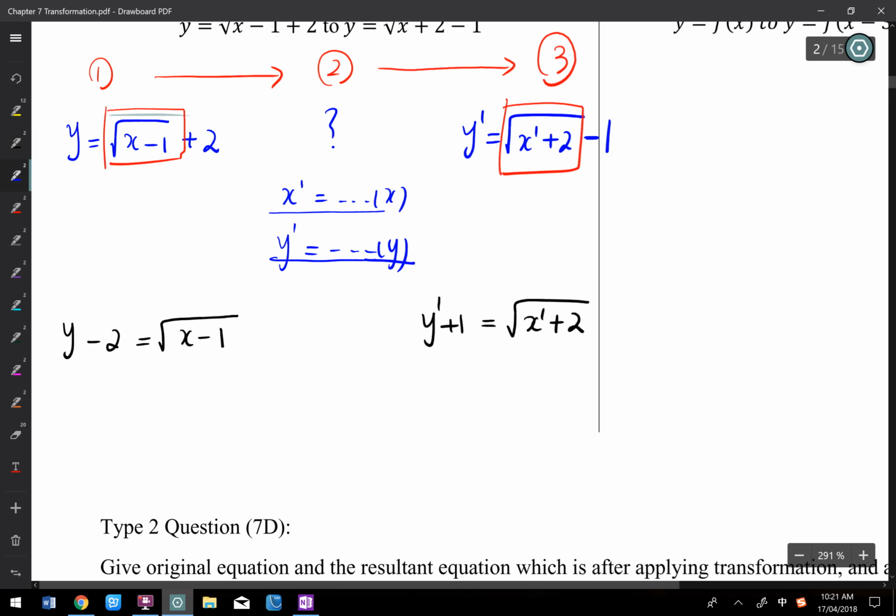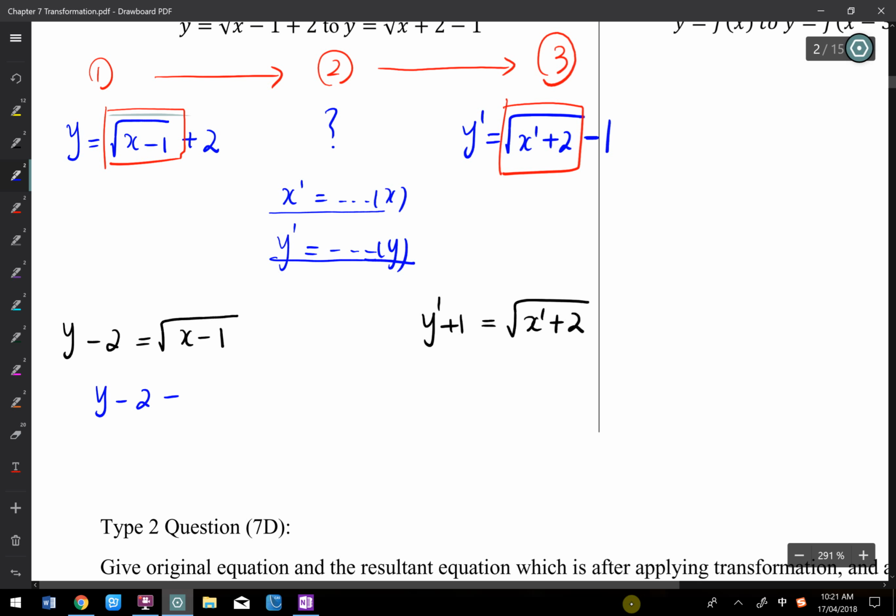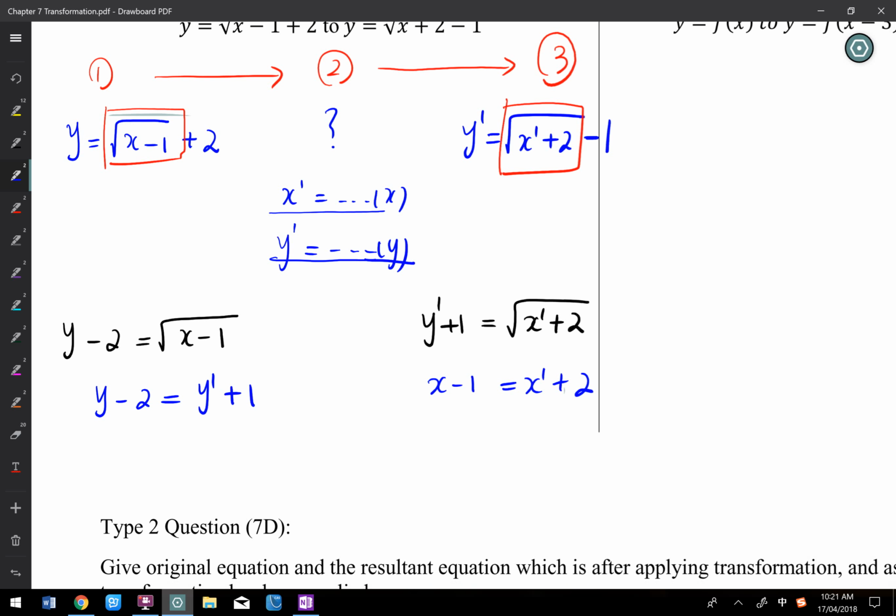Then what I want to do is see what happens to x and what happens to y. I want to connect x and x dash, y and y dash. Therefore, I will make y minus 2 the same as that. And the people who live in the house should be the same. That's how I should equalize them. Left hand side equals left hand side, right hand side equals right hand side.